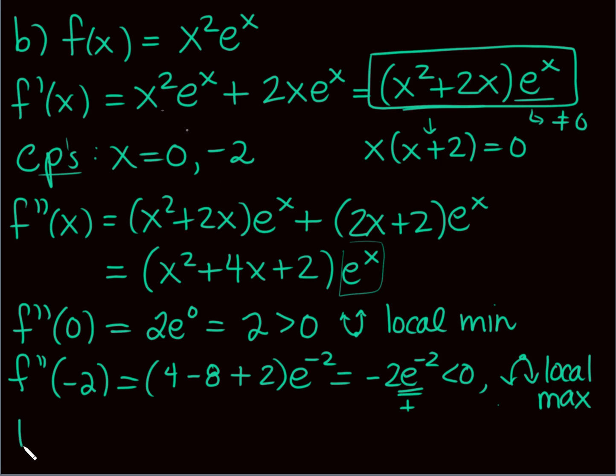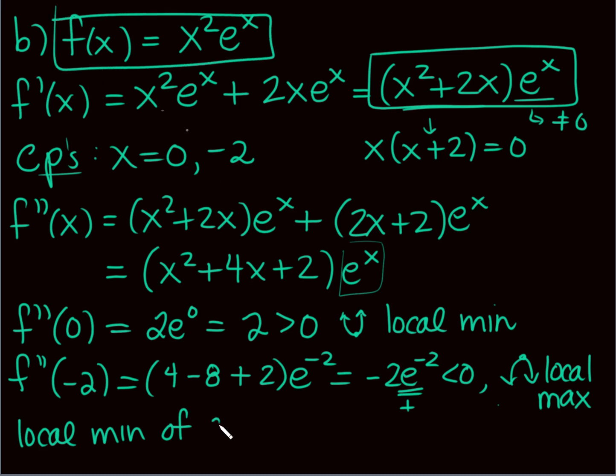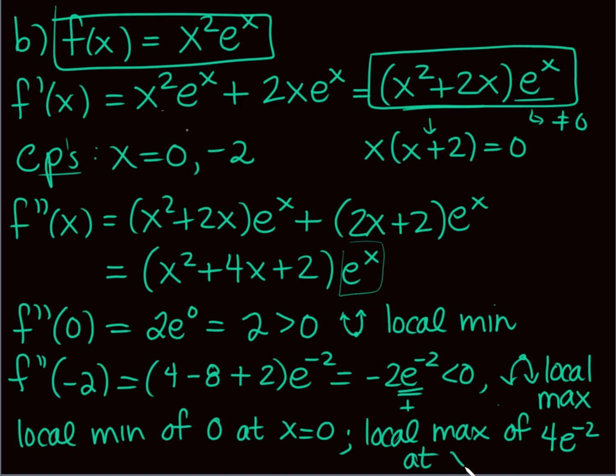And then of course you would state it, right? We have a local min of, well, if I plug 0 into this function right here, that's just 0. And it occurs at x equals 0. And then I have a local max, right, of, if I put -2 into there, I get 4 e to the -2. And where does that occur? At x equals -2. This is how you shall write your answers. I have said it. I have seen it to be good, right? And that is how you shall write your answers.